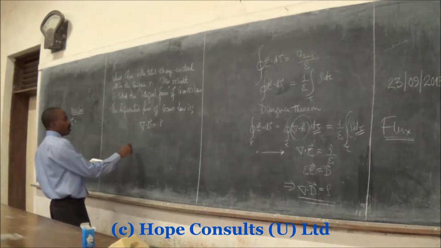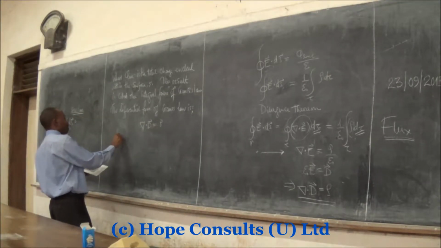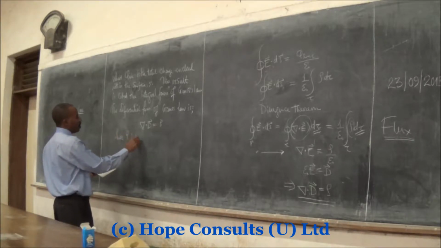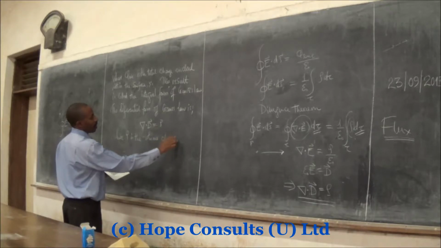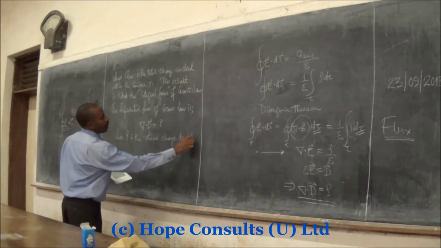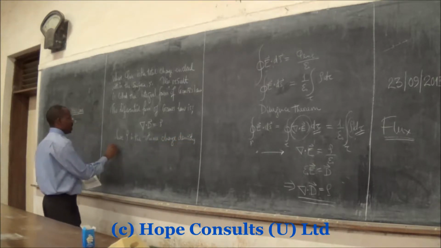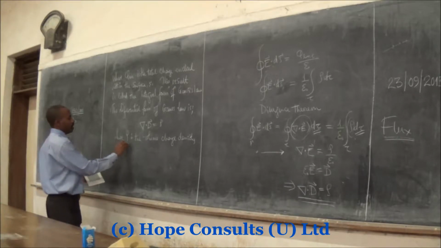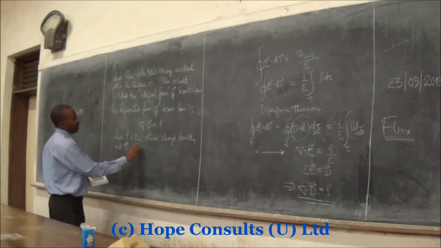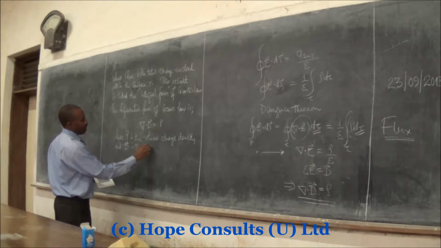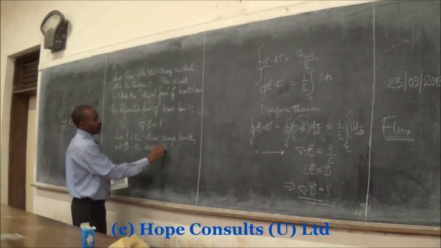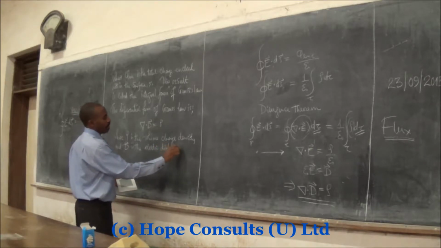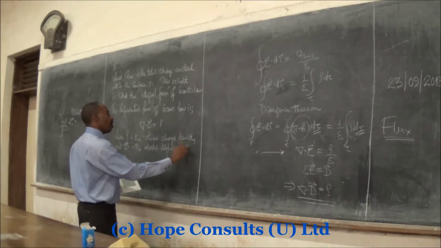So we shall say that the differential form of Gauss's law is that the divergence of D is equal to rho. Of course, where rho is the volume charge density, and D is the electric displacement vector.